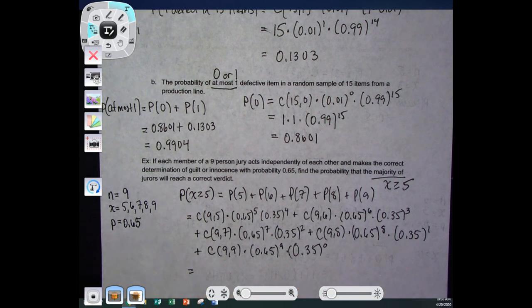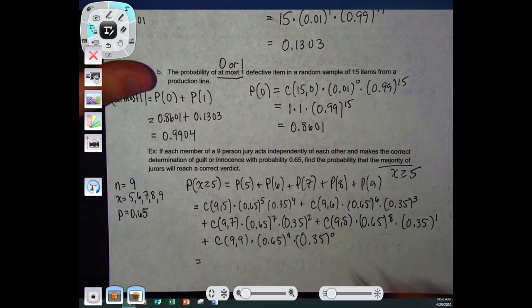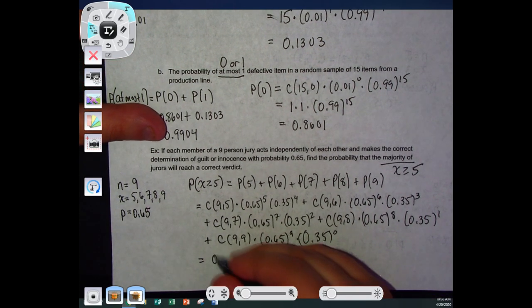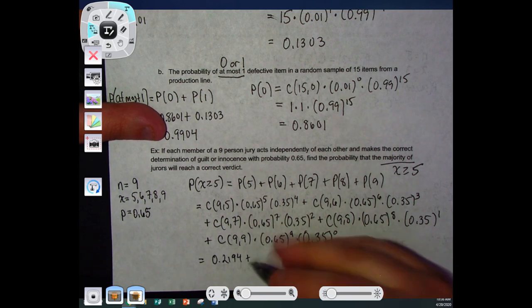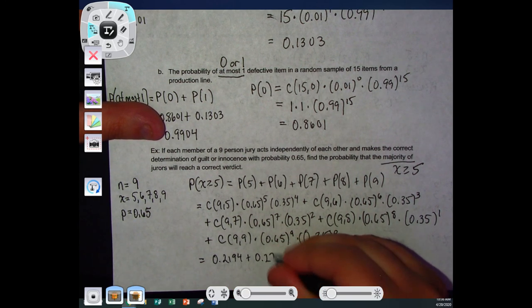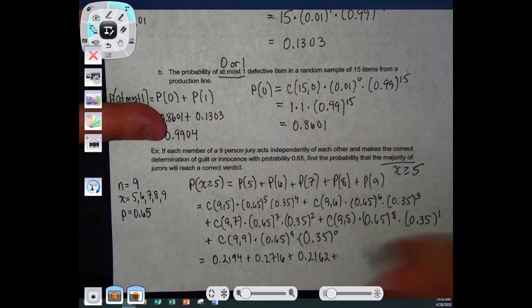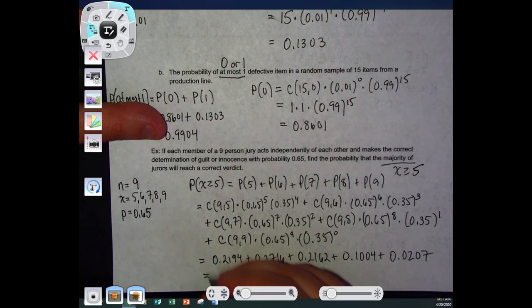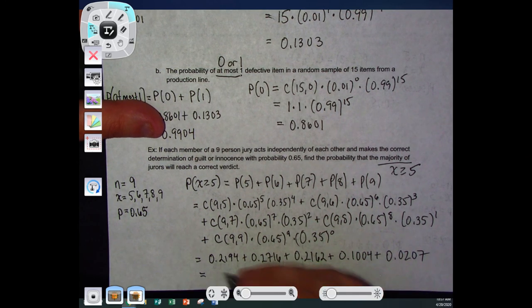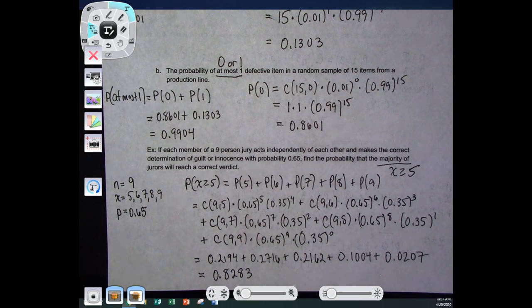Okay, so after we do the calculation, we end up with 0.2194 plus 0.2716 plus 0.2162 plus 0.1004 plus 0.0207. So when I add all those together, we end up with a probability of 0.8283. So there's about an 83% chance of the majority of a jury reaching a correct verdict.